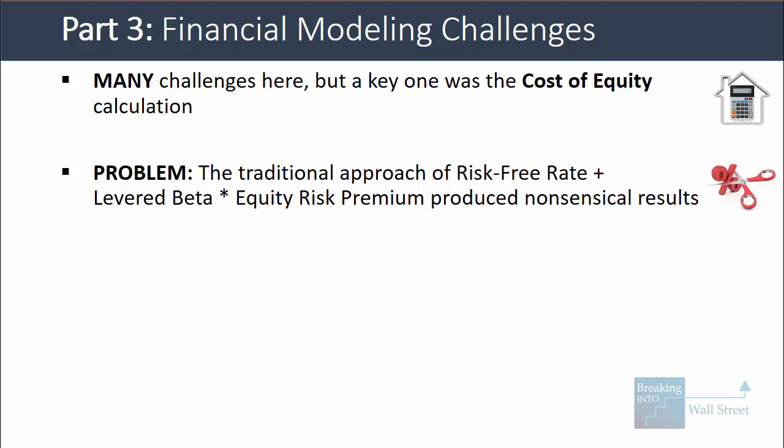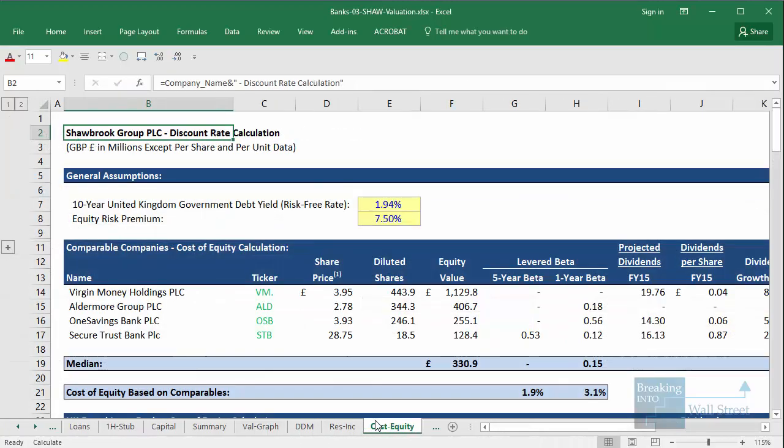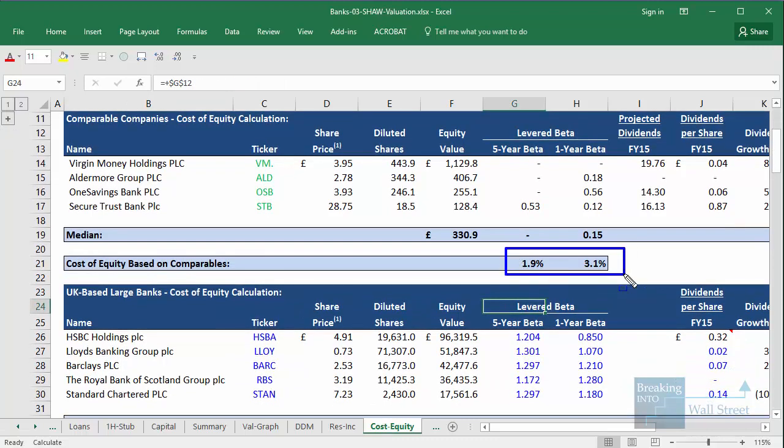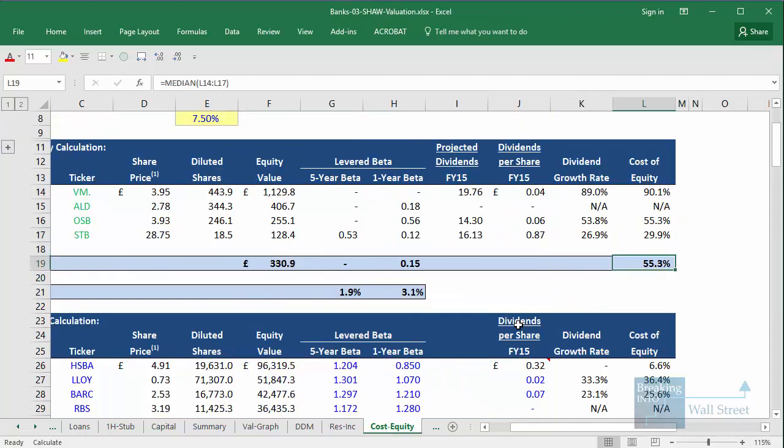Normally, you take the risk-free rate, and then you add levered beta times the equity risk premium. But take a look at what happens in our Excel file if we try to do that here. We get results like 1.9% or 3.1%. And then even if we use the dividend growth rate method, we get 55%. So clearly neither of these results makes much sense.